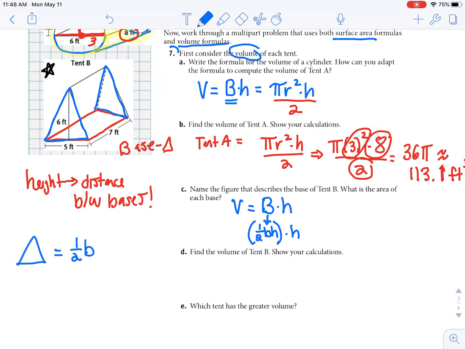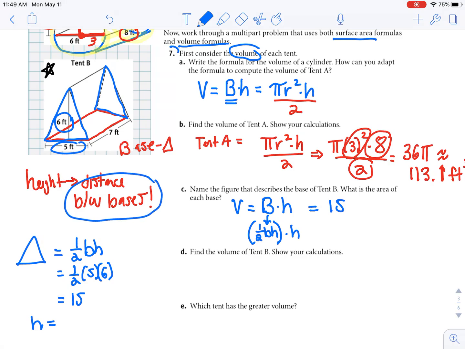Now I'm going to do this off to the side. The area of the triangle is 1/2 base times height. The base of the triangle is this 5 feet. The height of the triangle is this 6 feet. So the area of my triangle is 1/2 of 30 or 15. That's what I'm going to plug in here for the area of the base.